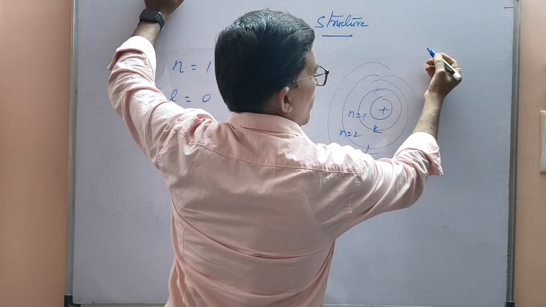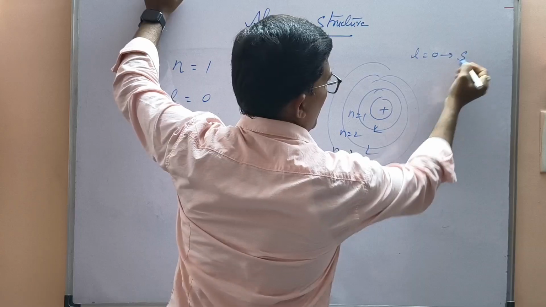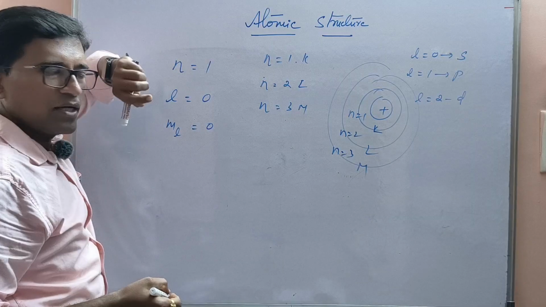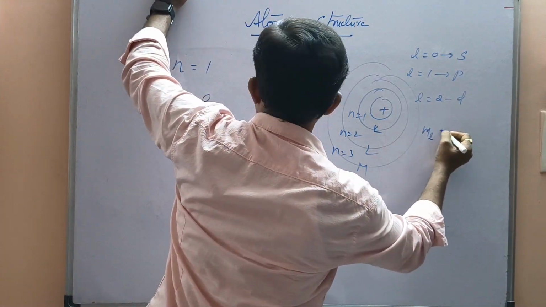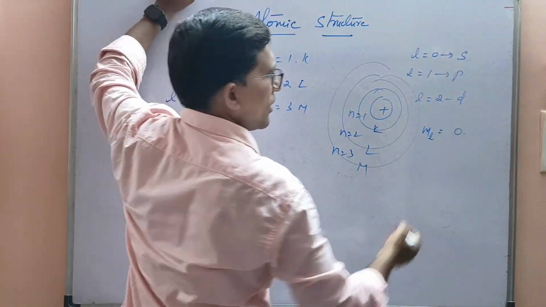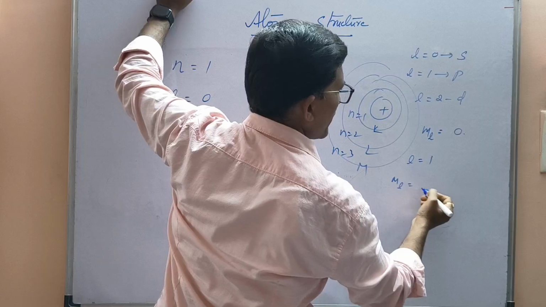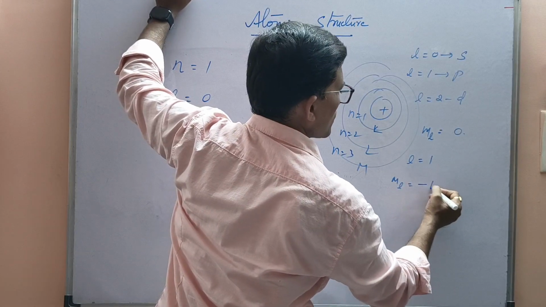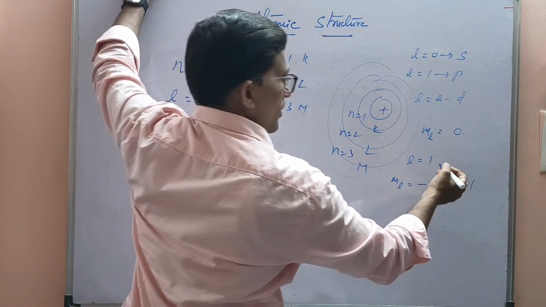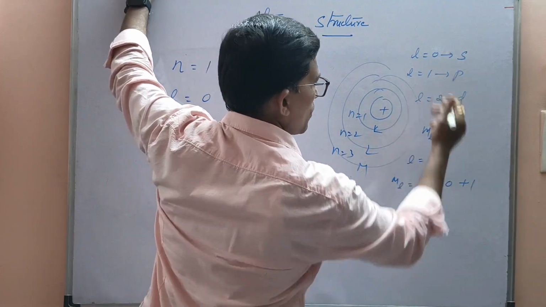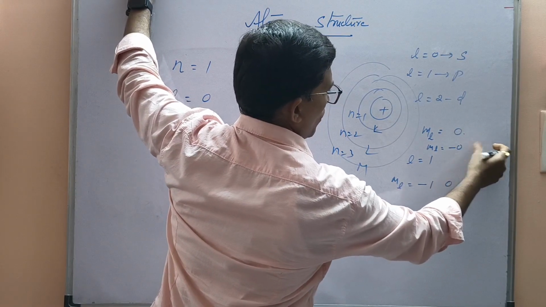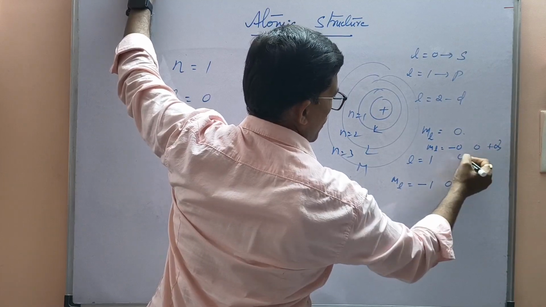According to the angular momentum quantum number, l is equal to 0 means which orbital? S orbital. l is equal to 1 means which orbital? P orbital. l is equal to 2 means D orbital, and so on. Now according to the magnetic quantum number, if l is equal to 0, ml value will become 0. If l is equal to 1, ml values will become negative to positive, that is -1, 0, +1. Is it clear? -1, 0, +1. For l is equal to 0, we can't take anything other than 0 only.